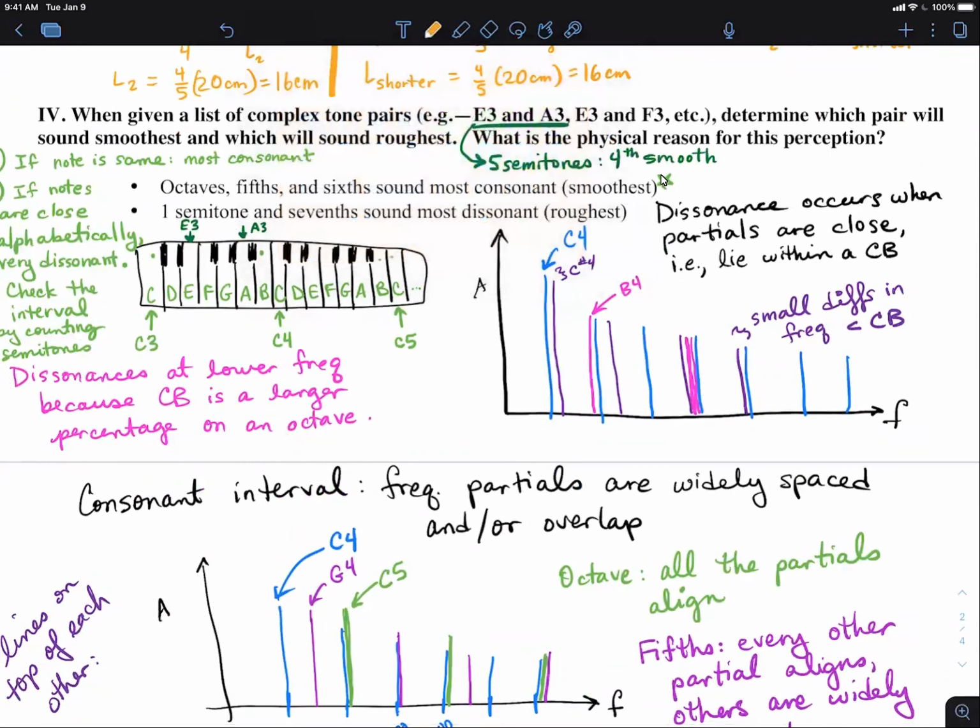And then if we have E3 and F3, those are only 1 semitone apart, and so that would be very dissonant. So you'll have lists, and you'll have to go through the list. Which of these would be the most consonant? Which would be the most dissonant? Unison, octaves, fifths, and sixths are the most consonant. The most dissonant are the semitones, so just one step on the piano, and sevenths, which are one step below the octave.